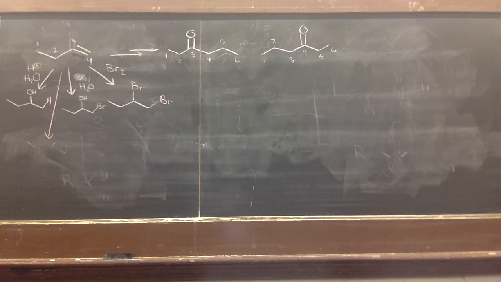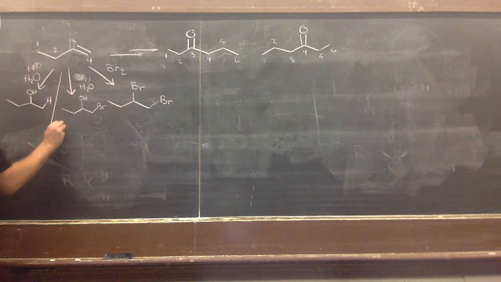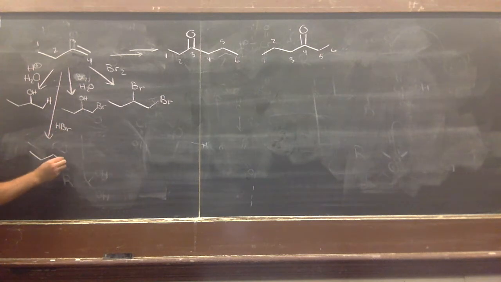But HBr, we can certainly add HBr across an alkene. Let's just skip the peroxides for a second and come back to the peroxides and the significance of that. If we just do HBr, we get that.